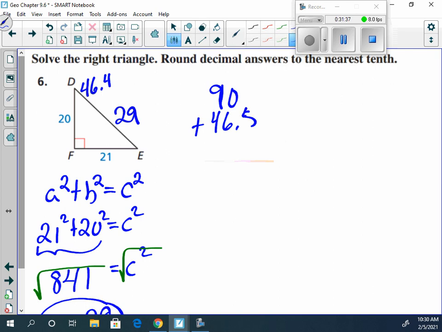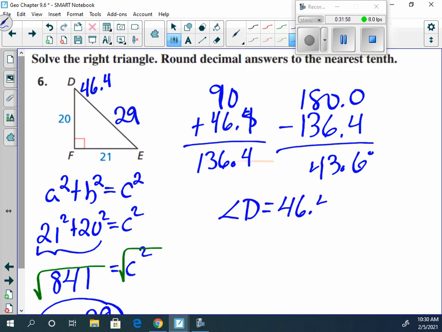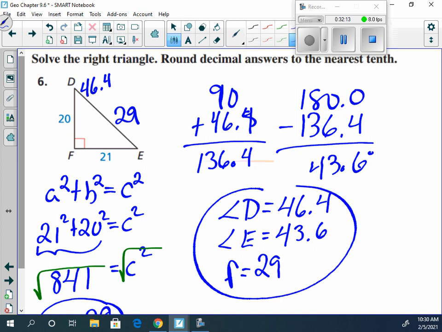If we add it to 90, we get 136.4. And if we subtract it from 180, so we found the measure of angle D as 46.4. We found the measure of angle E as 43.6. And our missing side length, we'll call little f, is equal to 29.